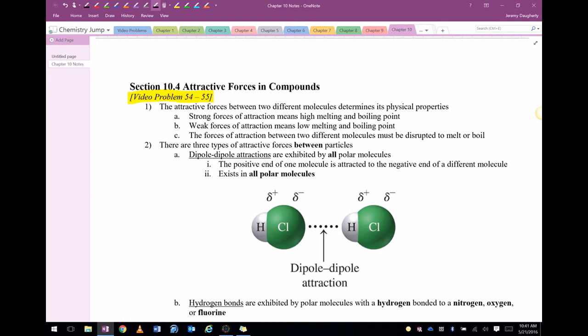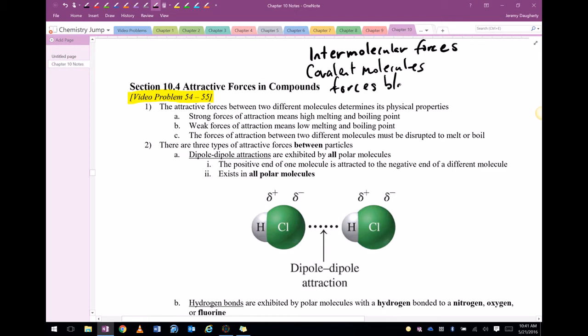Now when we're talking about attractive forces in compounds, we're typically talking about what are called intermolecular forces. Sometimes they can be called interparticle forces, but we're usually talking about covalently bonded compounds here. So we're talking about covalent molecules, and the forces between two different molecules. In other words, molecule A comes up to molecule B, and how do they interact?